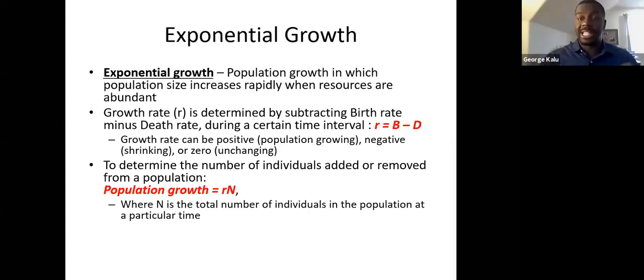Whenever there's lots of resources available, you're able to just produce offspring and produce offspring and produce offspring really without very much limit. Without any limit really. And so the population continues to grow kind of without a limit here.